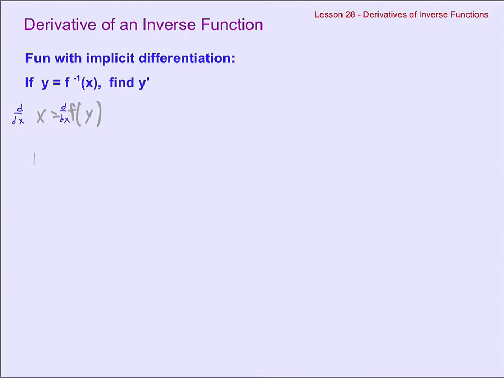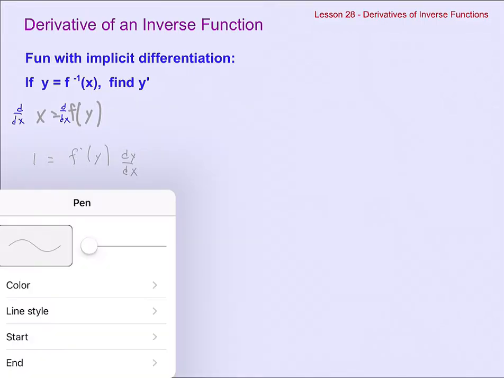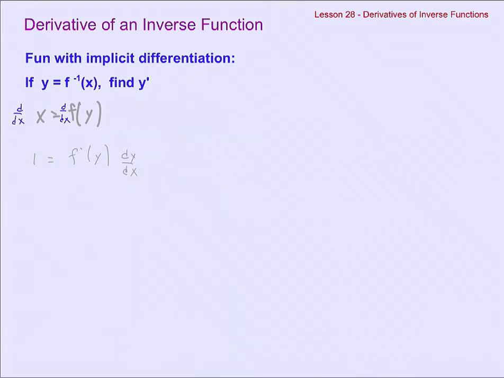The derivative of x is 1. The derivative of f of y is f prime of y, times, this is the big thing, times dy dx. Remember that this dy dx that we have here is talking about the derivative of our inverse function, so we can write that as f inverse prime of x. That's what we're looking for. Right now I've called it dy dx.